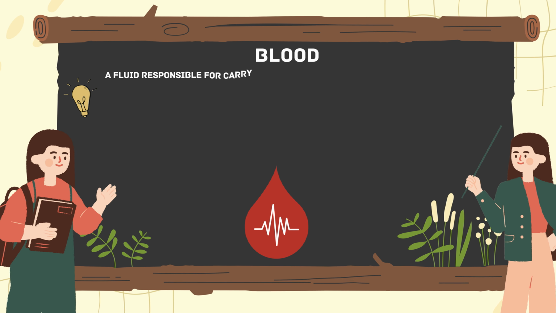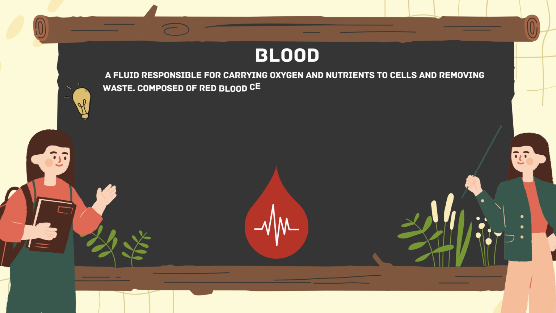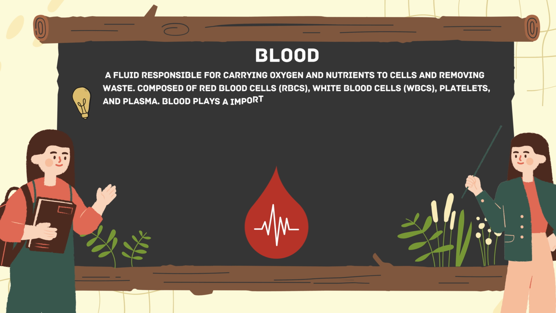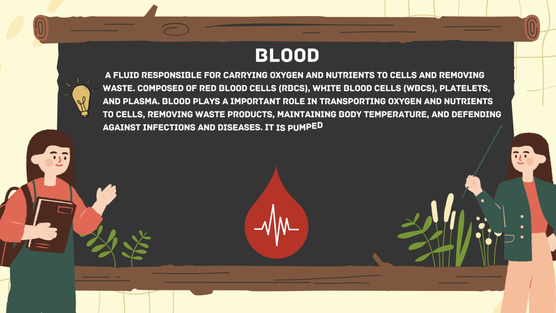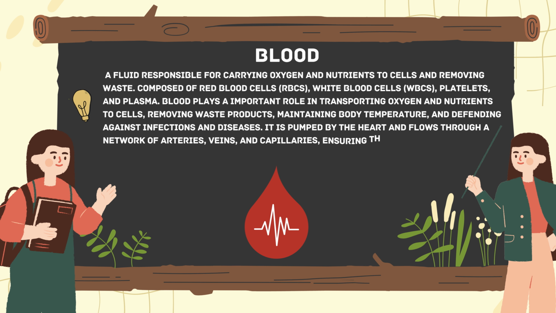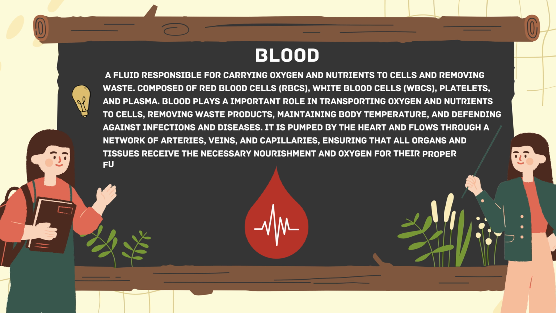Starting with blood, a fluid responsible for carrying oxygen and nutrients to cells and removing waste. Composed of red blood cells (RBCs), white blood cells (WBCs), platelets, and plasma. Blood plays an important role in transporting oxygen and nutrients to cells, removing waste products, maintaining body temperature, and defending against infections and diseases. It is pumped by the heart and flows through a network of arteries, veins, and capillaries, ensuring that all organs and tissues receive the necessary nourishment and oxygen for their proper functioning.